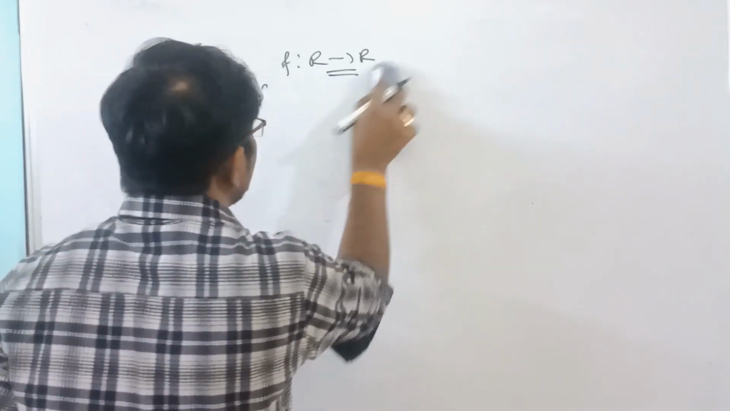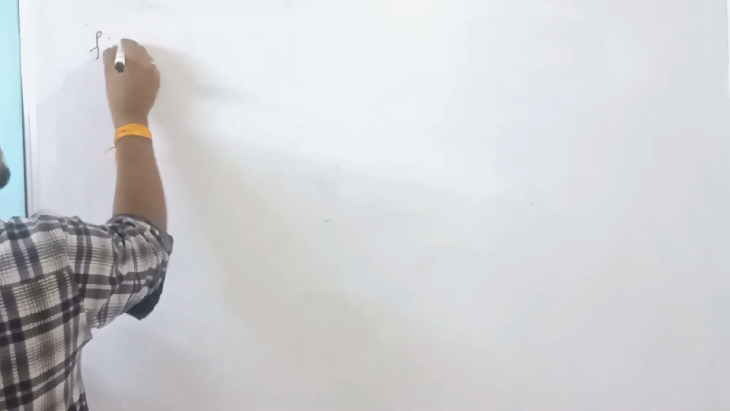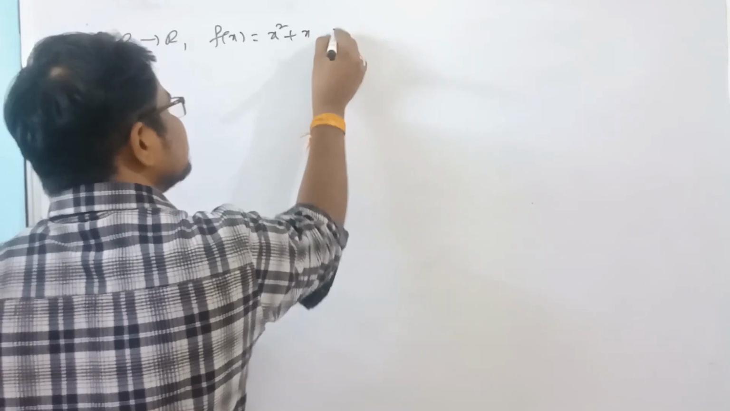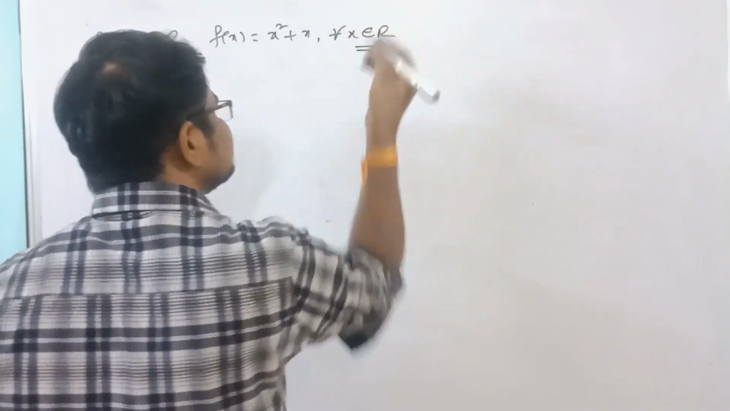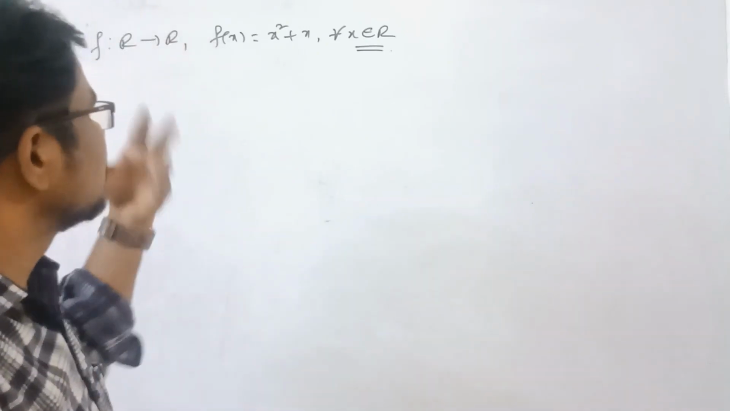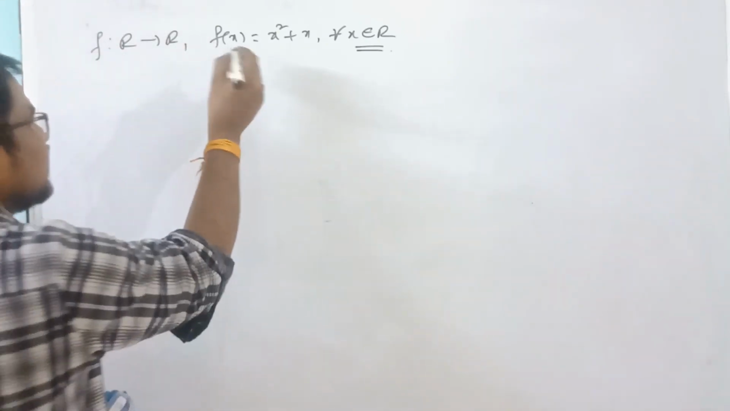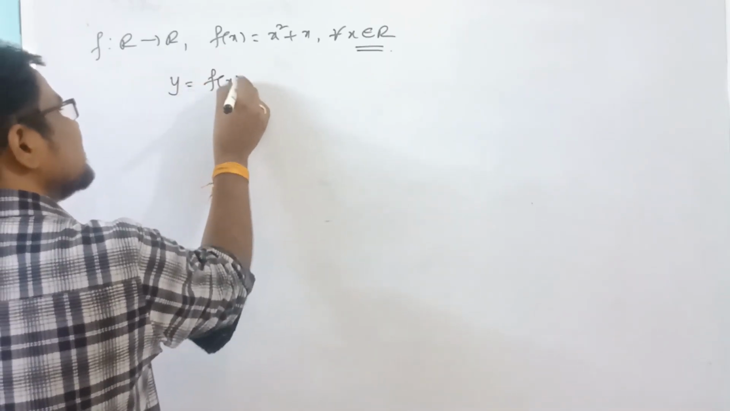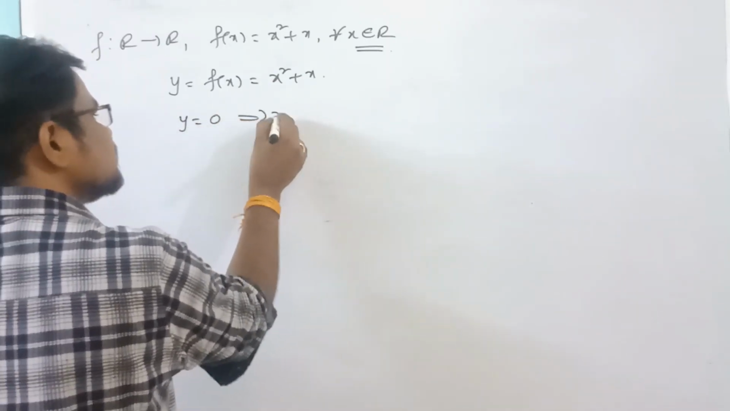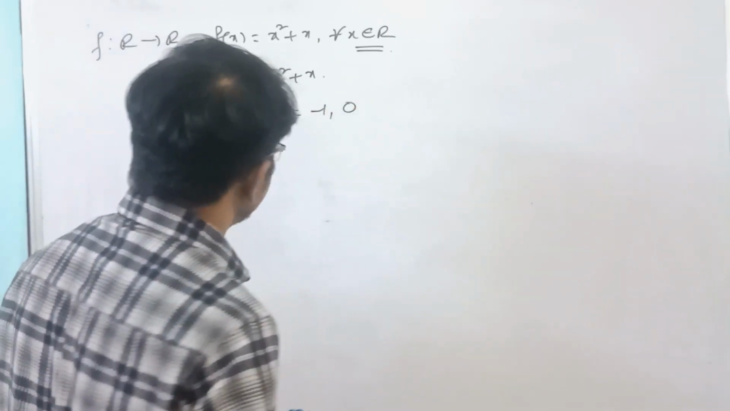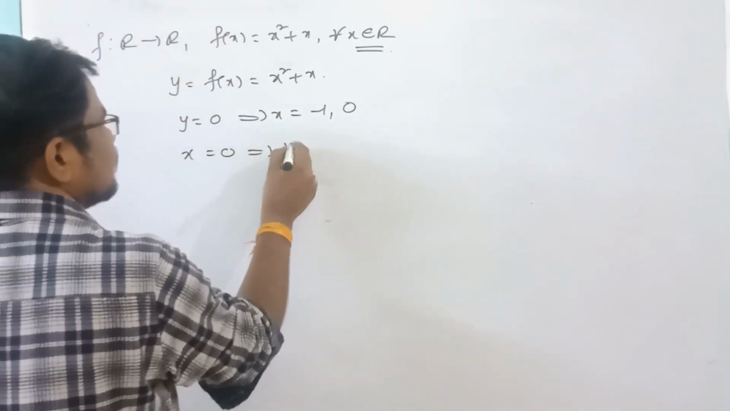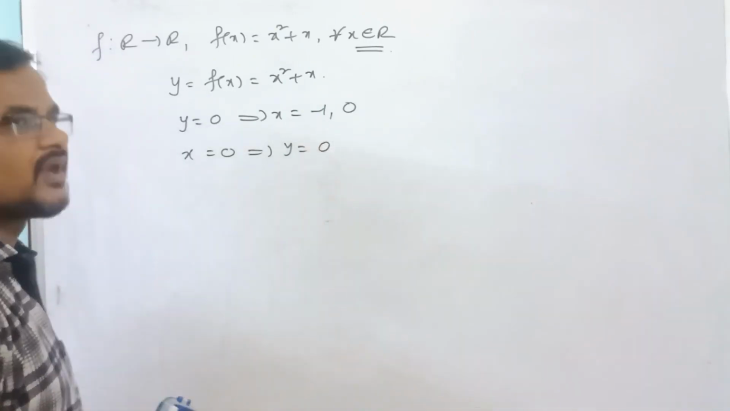And one more example I will take. f is a mapping from R to R defined as x square plus x for all x belonging to real numbers. We have to show it is many to 1 function, or check which type of function it is. For that, take y equal to f of x, that is equal to x square plus x. Now y equal to 0, the x values are minus 1 and 0, right? Next, if x equal to 0, y equal to 0, so it passes through the origin.